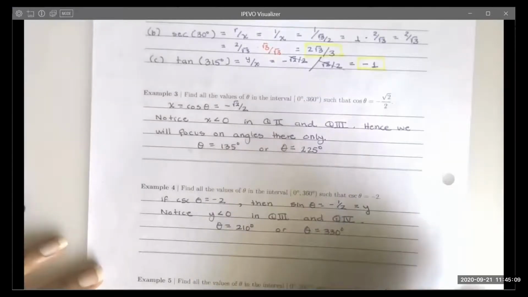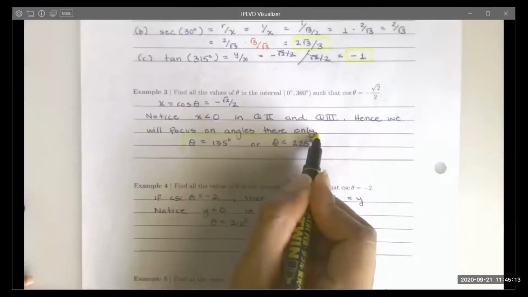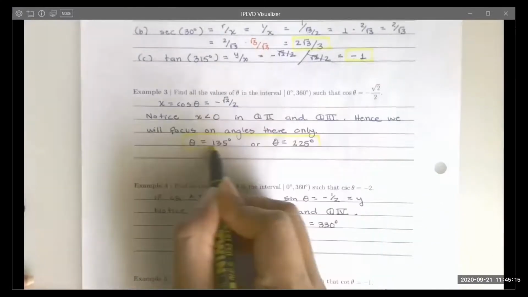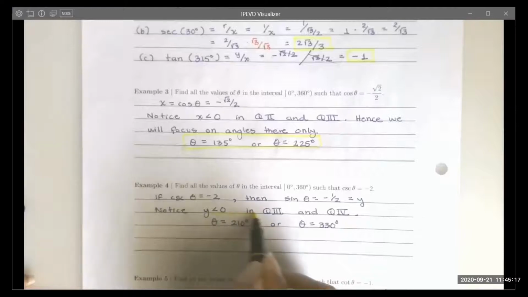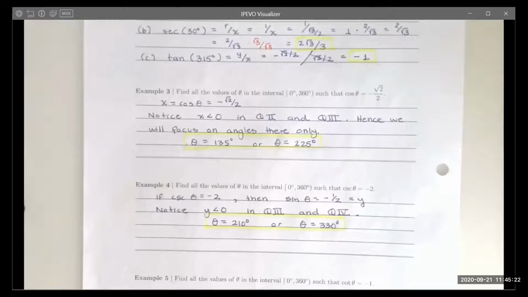I actually forgot to highlight my answers for the previous example, so let me do that. Okay.